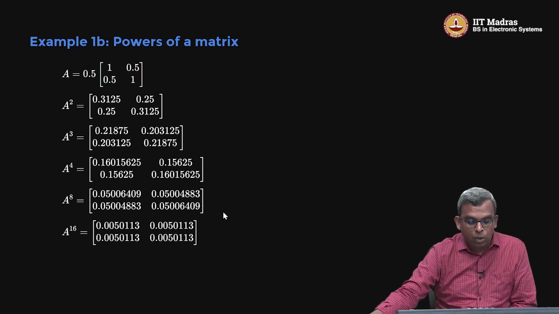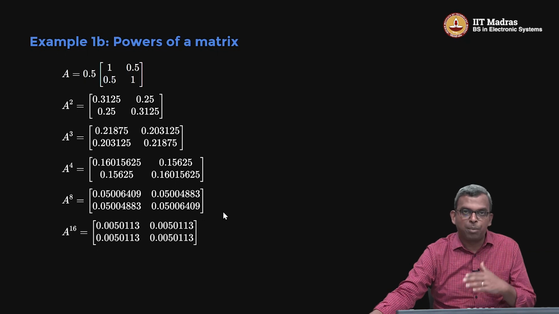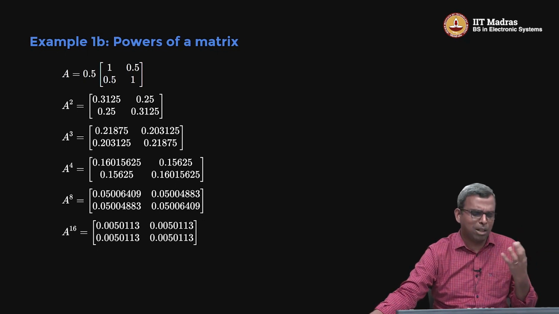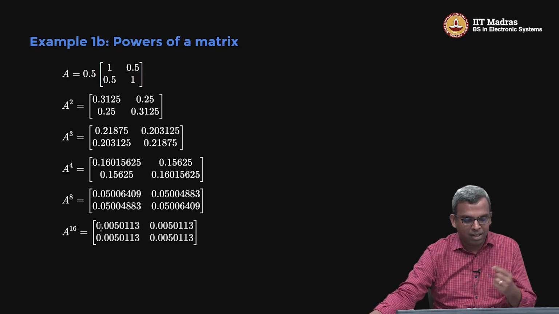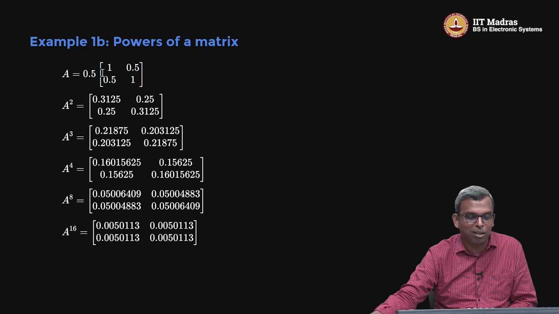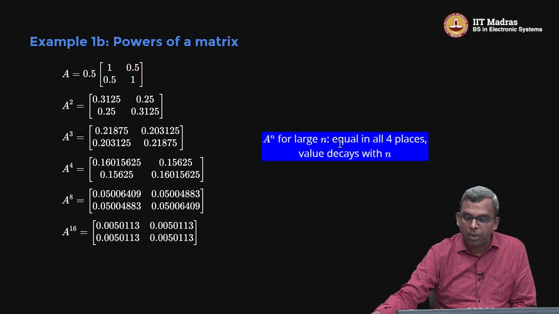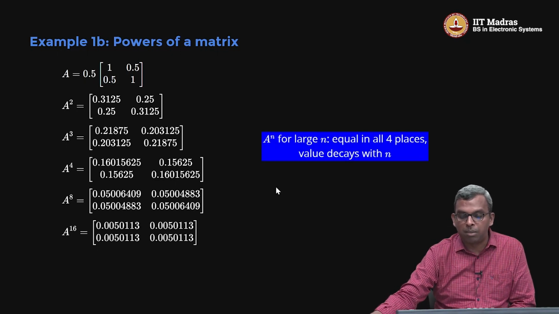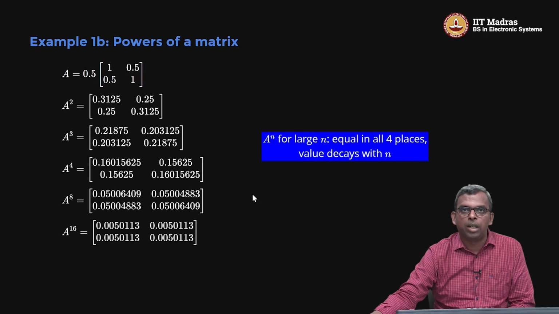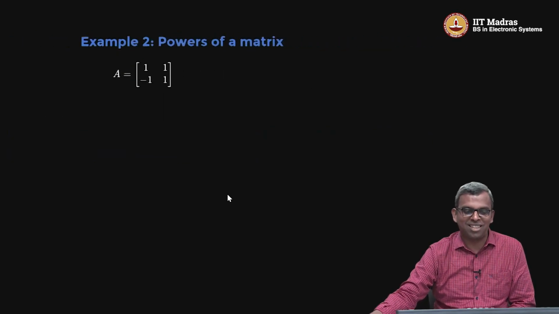So, notice the difference between the previous and the current case. In the previous case, you had an unstable sort of situation, things were blowing up, but all 4 values were becoming equal. Here is another case where you have a stable situation, all happened because of this magic 0.5 that multiplied the original matrix, and suddenly everything became 0. So, here again A power n for large n is equal in all 4 places, but the value decays with n. You may be tempted to think this is the only thing that can happen, but it turns out other interesting things can happen.